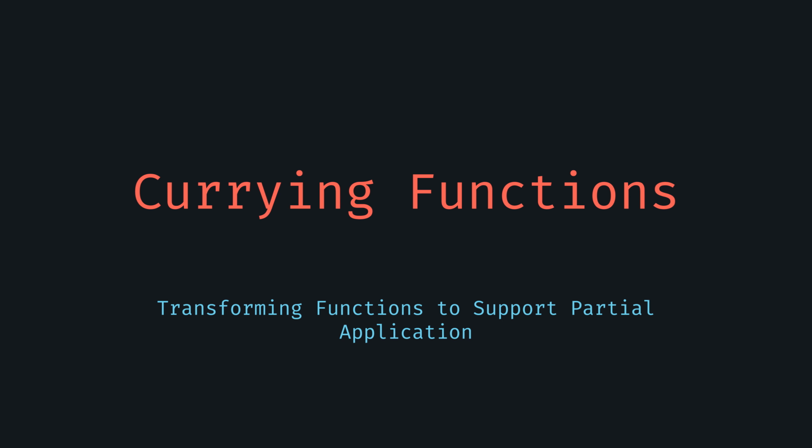Welcome to today's lesson on currying functions in JavaScript. Currying is a powerful concept that transforms a function with multiple arguments into a series of functions, each taking a single argument. This approach is highly useful in functional programming, enabling flexibility and better code readability.